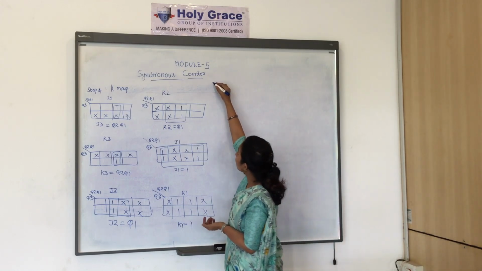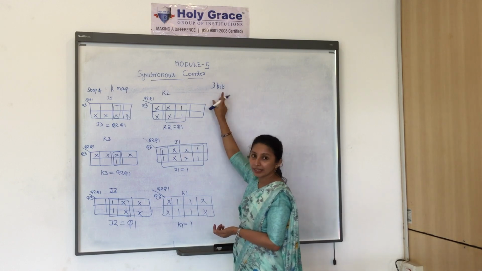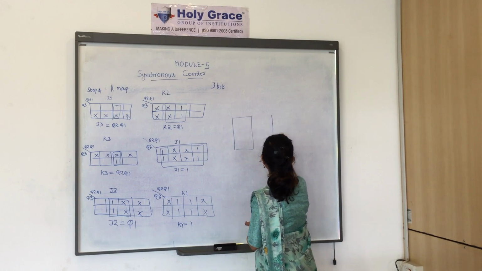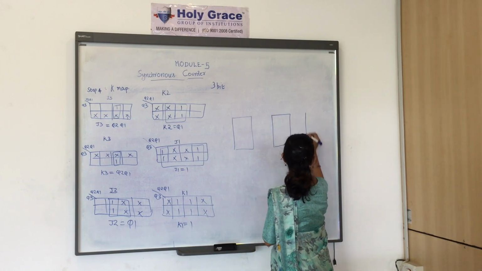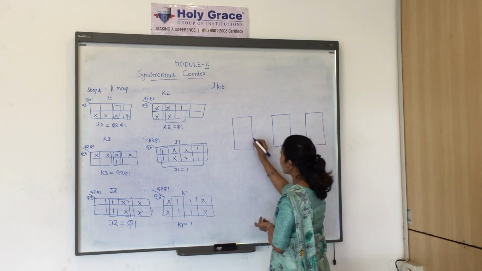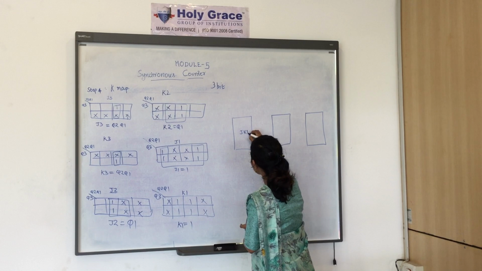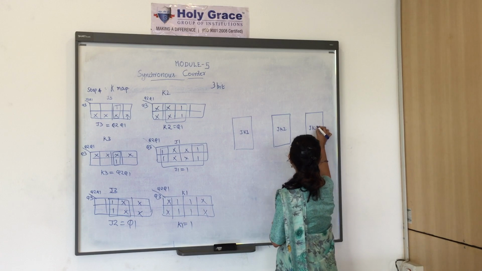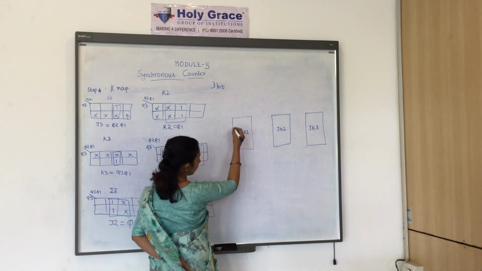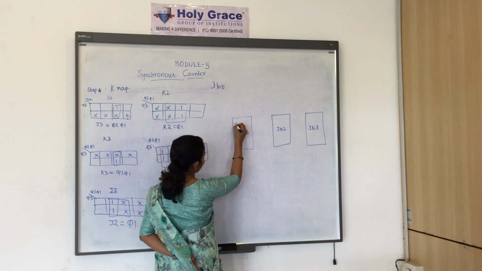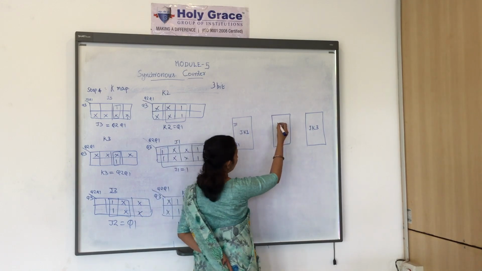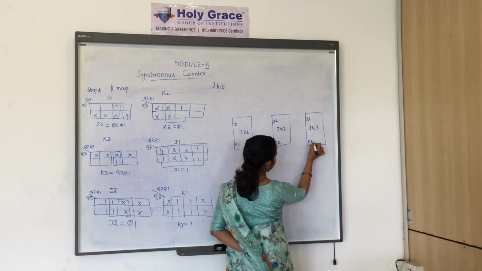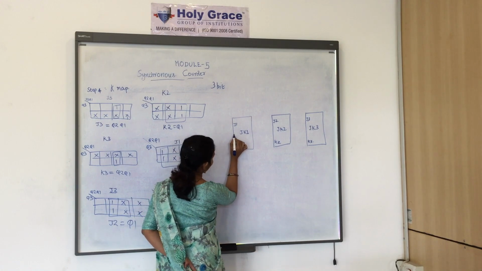Since we are designing a 3-bit counter, that means we use 3 flip-flops. So I am going to draw 3 flip-flops. It is a JK flip-flop. So I write this JK flip-flop 1, this is JK flip-flop 2 and this is JK flip-flop 3. Now we know that a JK flip-flop has two inputs: J1 and K1, J2 and K2, and J3 and K3. Another input is the clock.